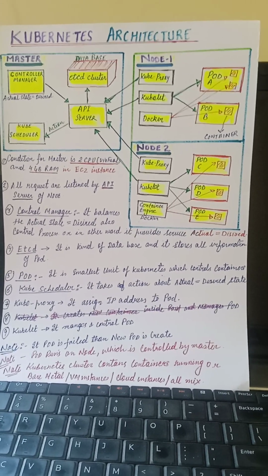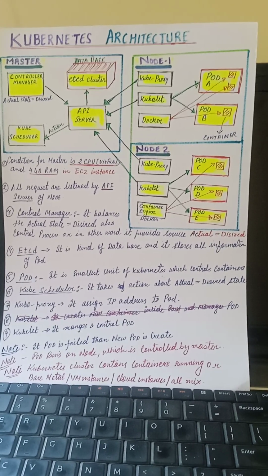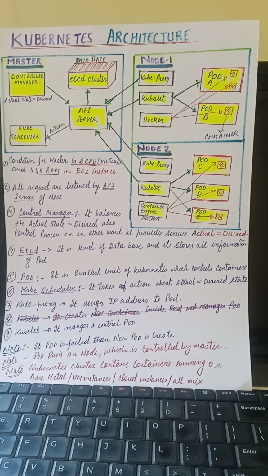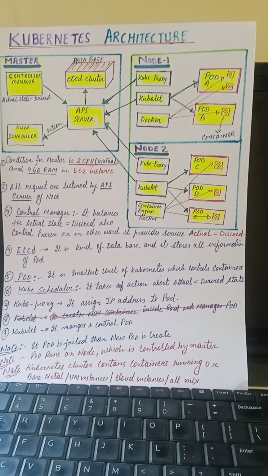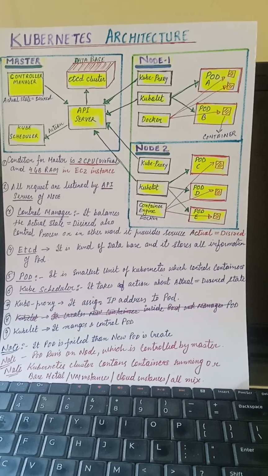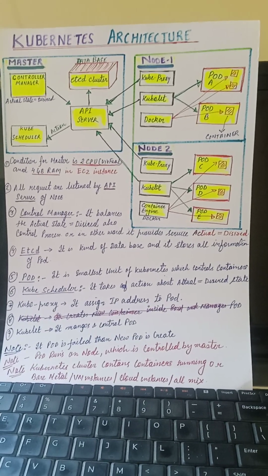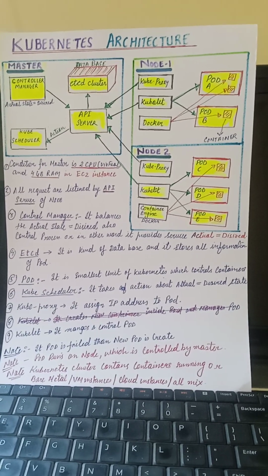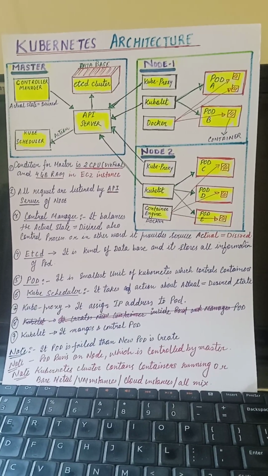Our next box is node 1, which contains important components: kube proxy, kubelet, Docker and pods, and the small boxes known as containers inside pod A and pod B. Similarly, node 2 has kube proxy, kubelet, container engine or Docker, and pod C, pod D, pod E, each containing containers inside it.